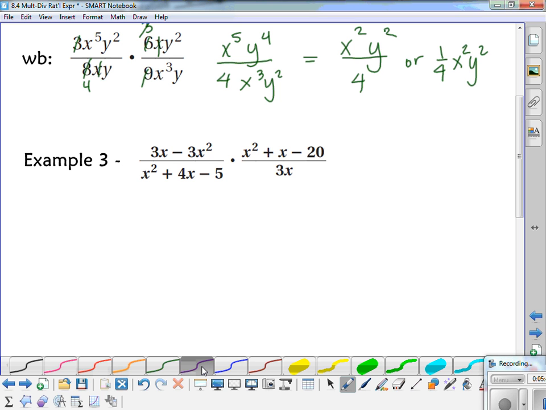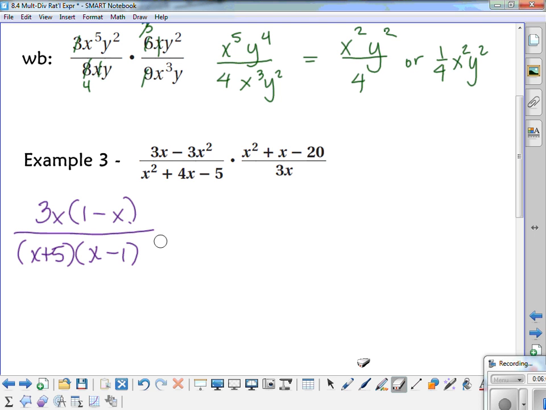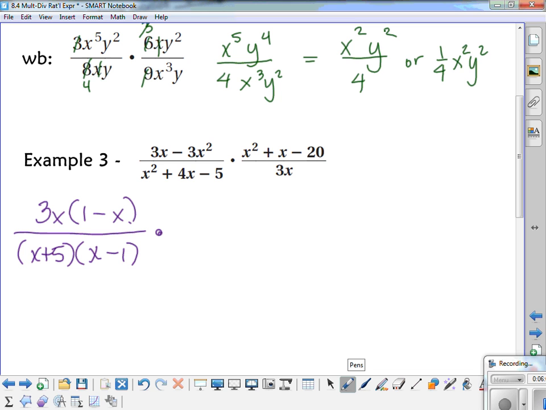So for the 3x minus 3x squared, I can take out a 3x, and I'm left with 1 minus x, and that's over x plus 5 times x minus 1. And we're doing that times x plus 5, x minus 4 over 3x.